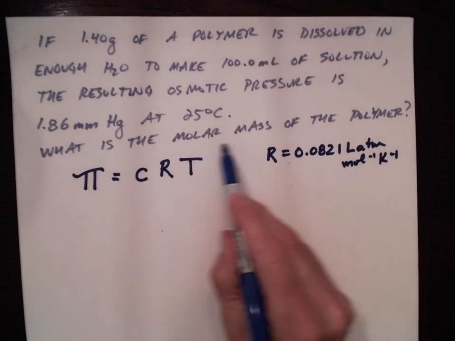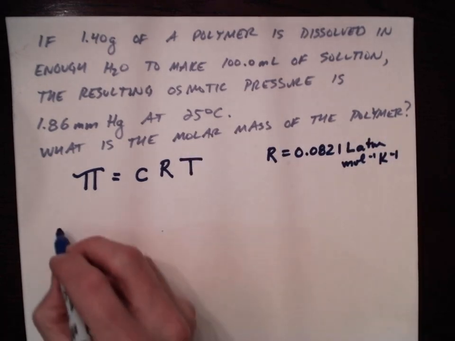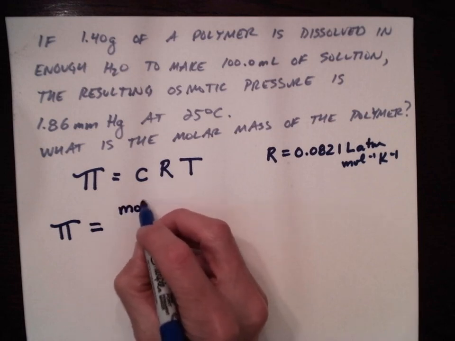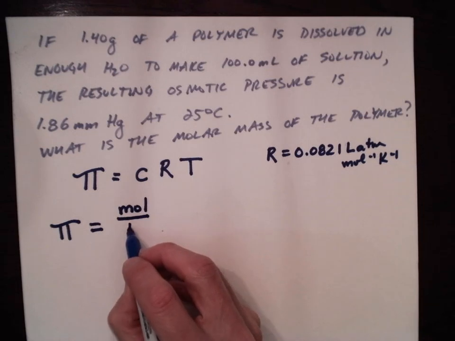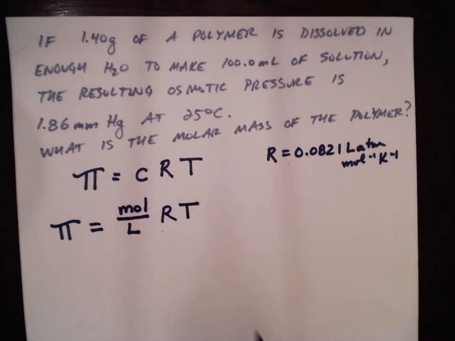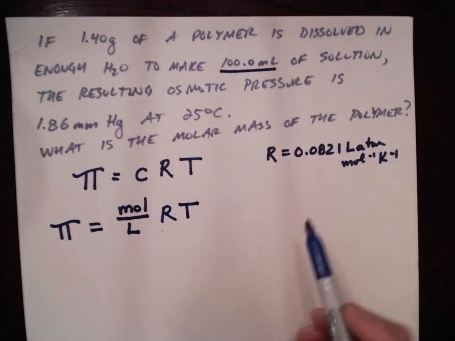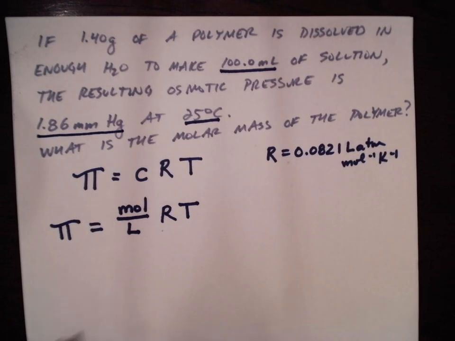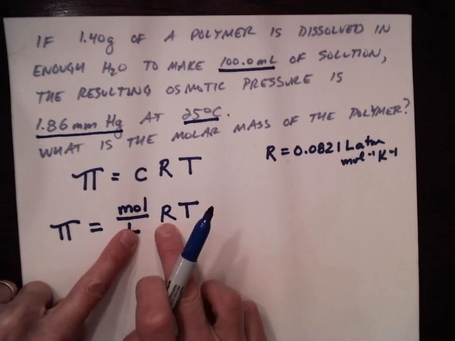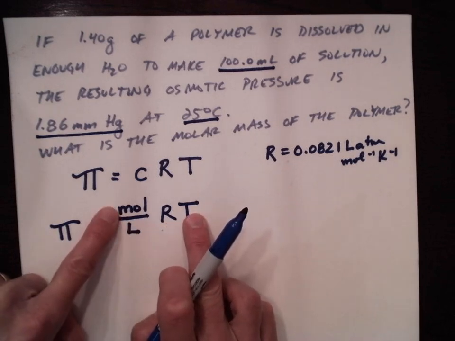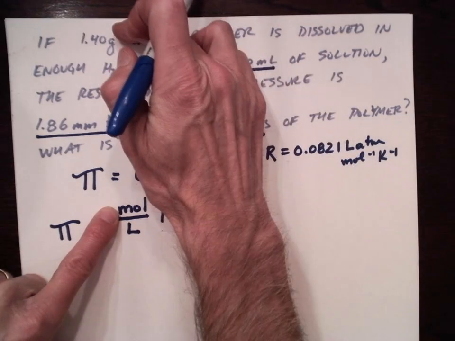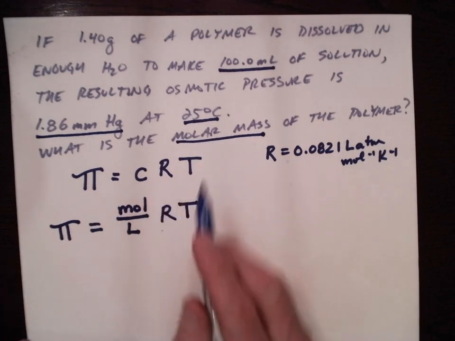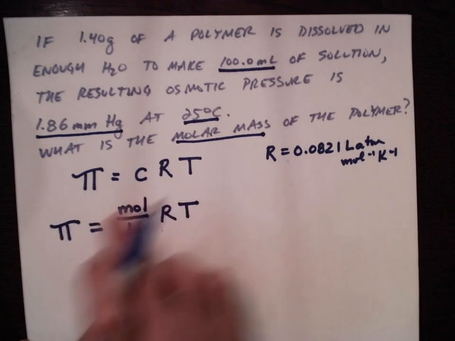How's this going to help us? Because we're looking for a molar mass of the polymer. Well, let me expand this a little bit. My osmotic pressure is my concentration in units of moles per liter, correct, times the gas constant times the temperature. Well, I know my liters of solution, I know the temperature, of course I know the gas constant, and they gave us the osmotic pressure. The only thing I don't know is moles, and we're looking for the molar mass, which is the grams per mole. The only piece of the puzzle I'm missing is the moles. So we're going to try to find the moles given all these.